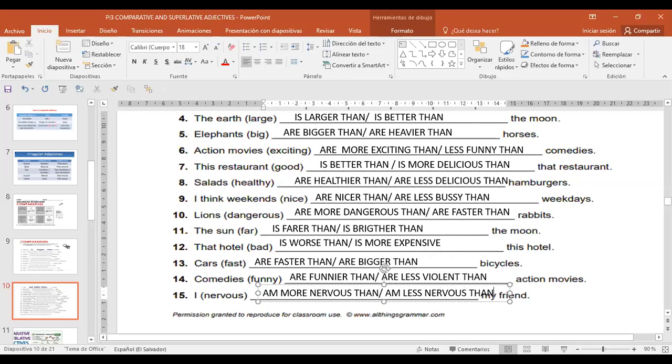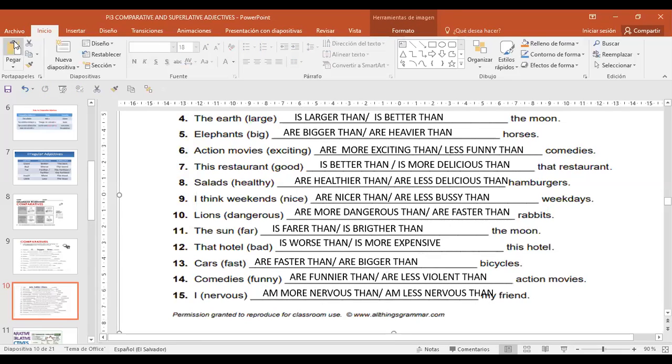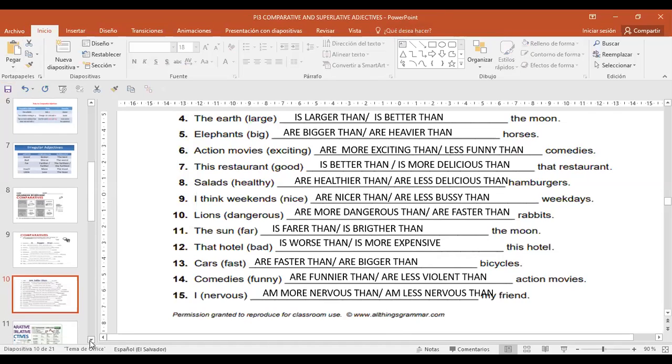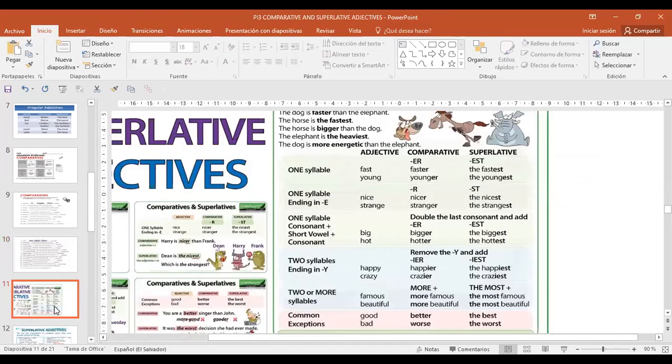Okay, my dears, excellent. Congratulations. You did it great by identifying not only the way to change the adjective for the comparison, the comparative way, but also to find other adjectives in order to add an additional comparison to the exercise. Okay, let's advance and let me show you this.